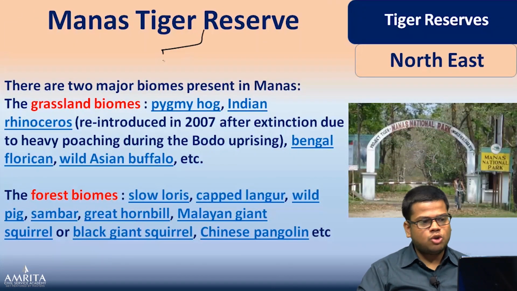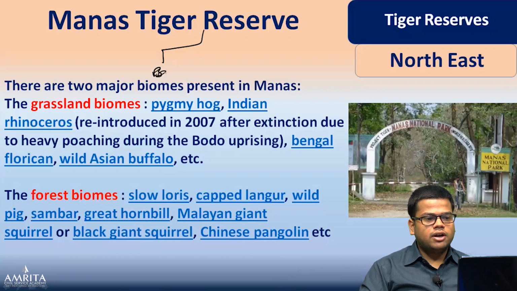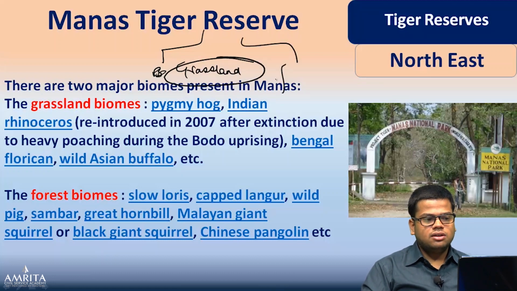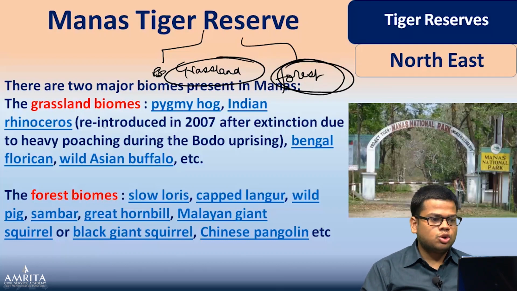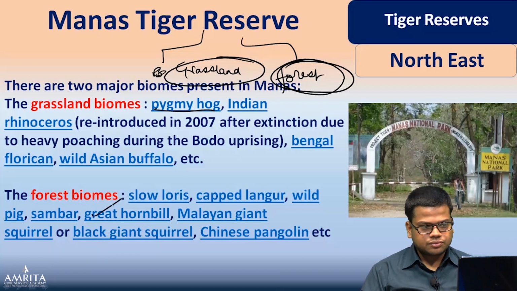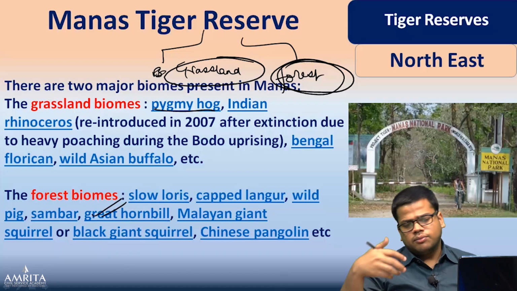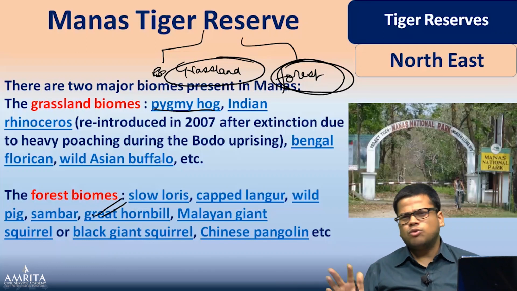So basically there are two major biomes that I was discussing, which you should cover in the static portion. The first is the grassland biome, and the second is the forest biome. Okay, so two major biomes are present. The grassland biome has the pygmy hog, for example; there are different animals found in each biome. You don't have to go too much into it.